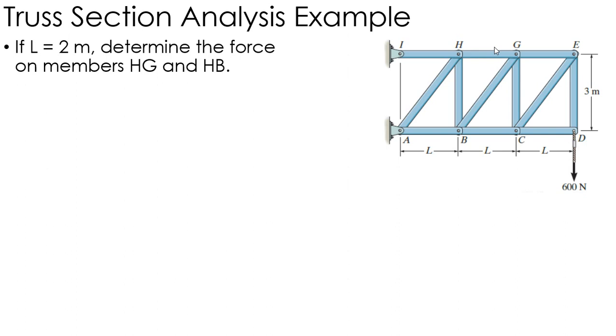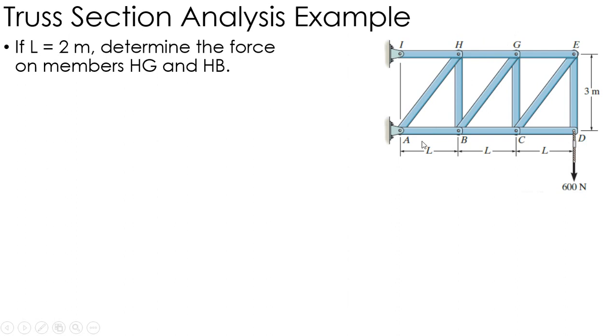what I can do is I can just use the method of sections and solve this in just a couple of equations. Okay, for this problem, these L's equal 2 meters. Okay, so what I'm going to do is I'm going to slice through right through here, right through HG and BC.